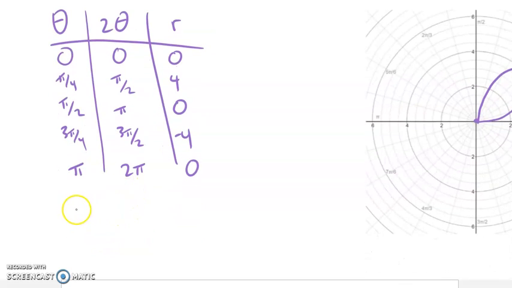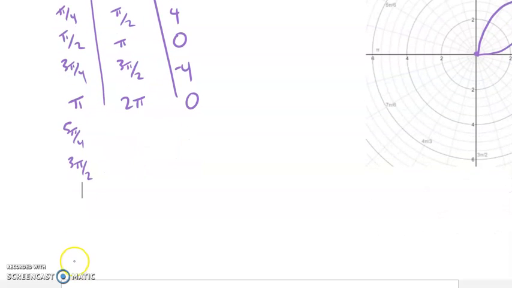We'll go to 5 pi over 4 and 3 pi over 2, and then 7 pi over 4, and then 2 pi. I haven't done this part yet, have I? All right, so let me graph that as well.